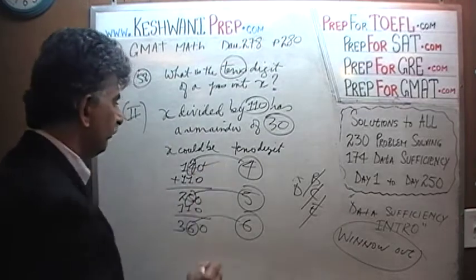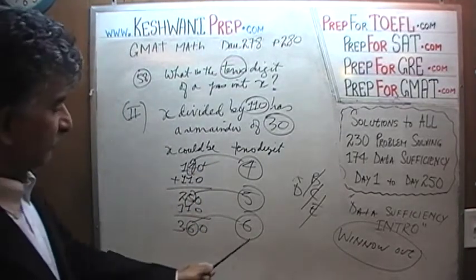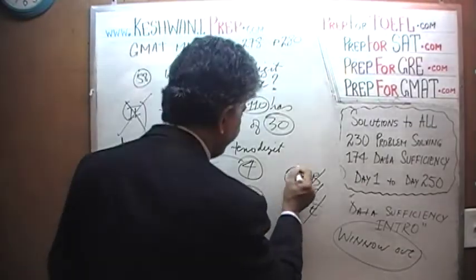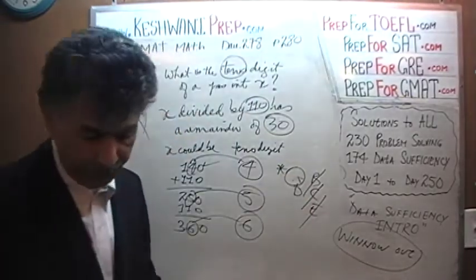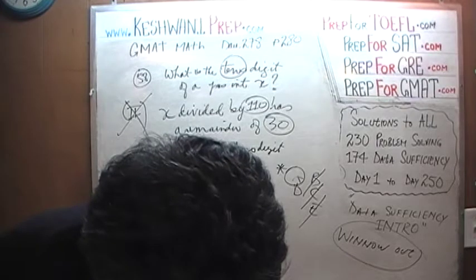If the number is 140, the 10 digit is 4. If the number happens to be 250, it's 5. If the number happens to be 360, the 10 digit happens to be 6. The second statement is no good. The answer is A.